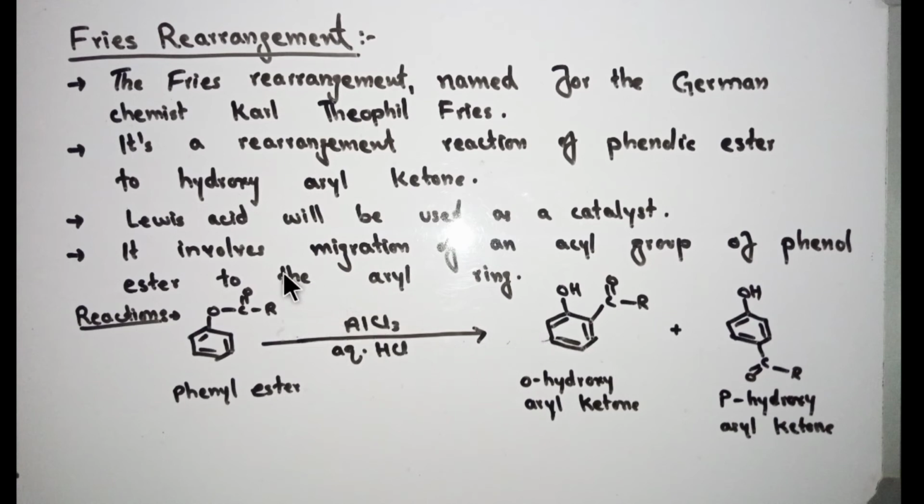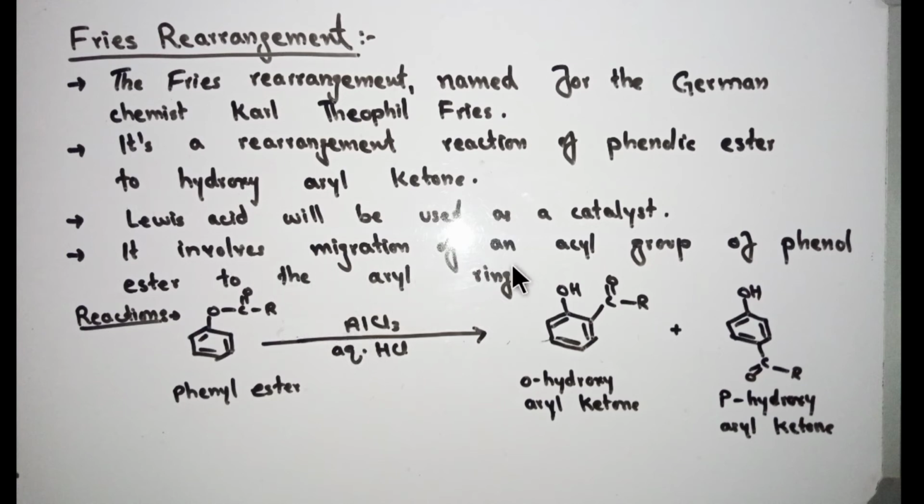Let's proceed with the topic. A Lewis acid will be used as a catalyst. A Lewis acid acts as an electron deficient compound that has some vacant orbital, like AlCl3, which is an electron deficient compound, or BF3, which is also electron deficient. So we will use a Lewis acid as a catalyst.